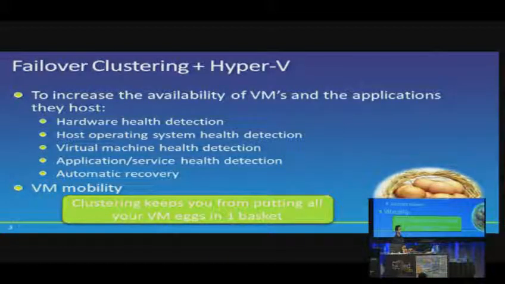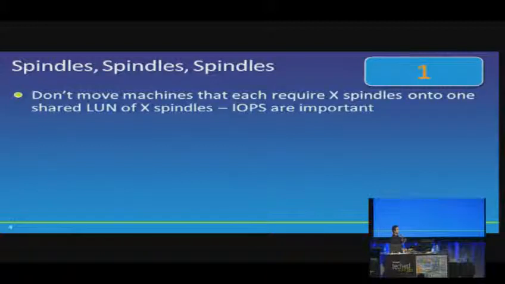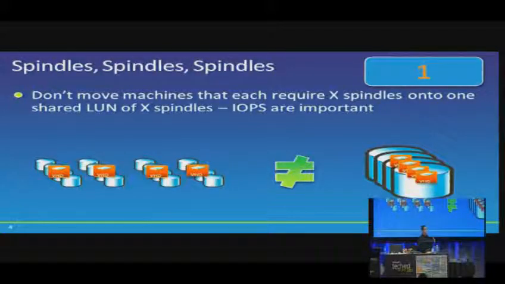What we'll do now is we'll start going into the list of the different tips and tricks. And I think this first one is probably the most important one that a lot of people overlook, and that is that where you store these virtual machines, you want to have the best IOPS that you can possibly get. Spindles, spindles, spindles. Don't move a lot of virtual machines that each require X amount of spindles onto one shared LUN, and that LUN only has that same amount of spindles. You're definitely not going to get performance. In other words, that does not equal that.